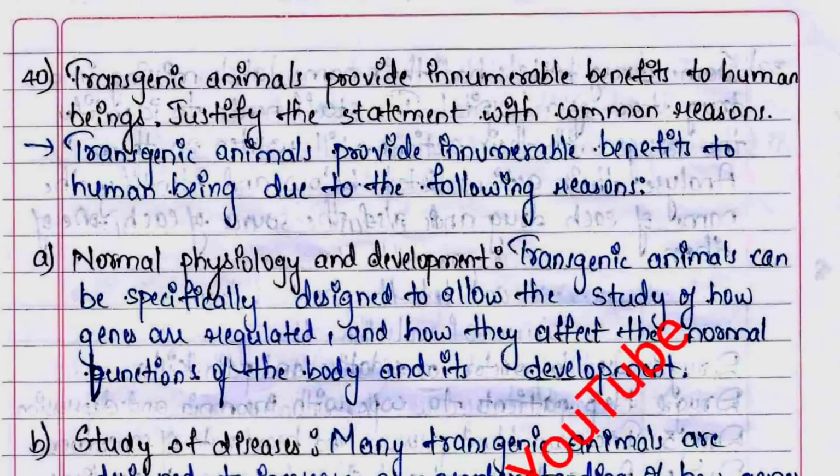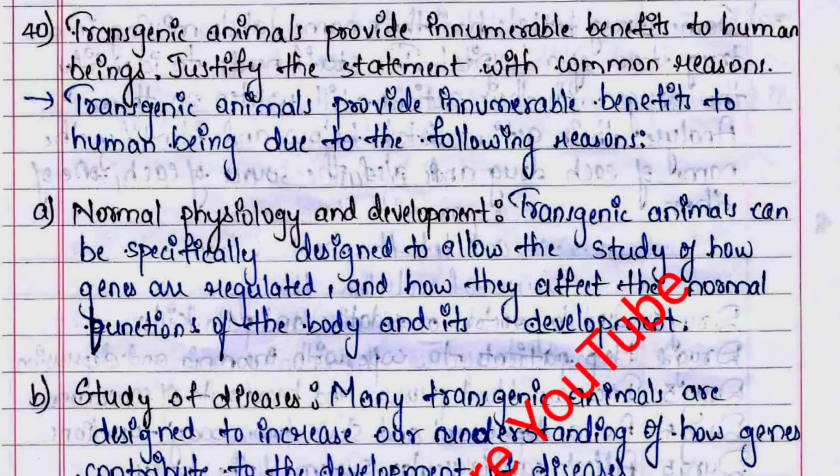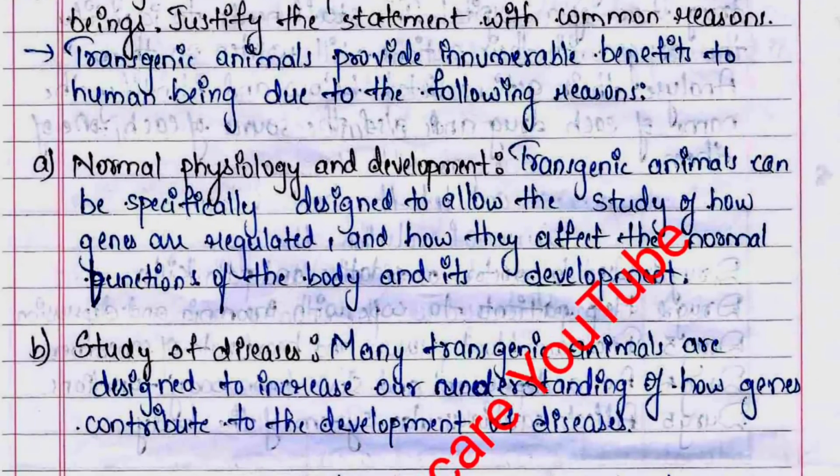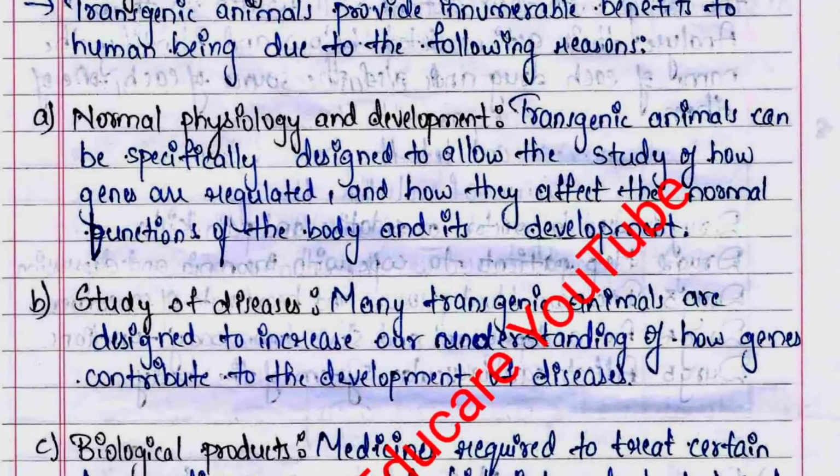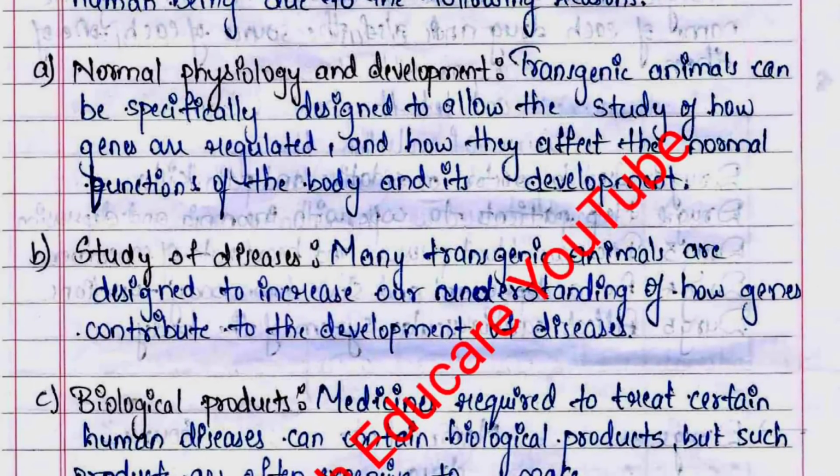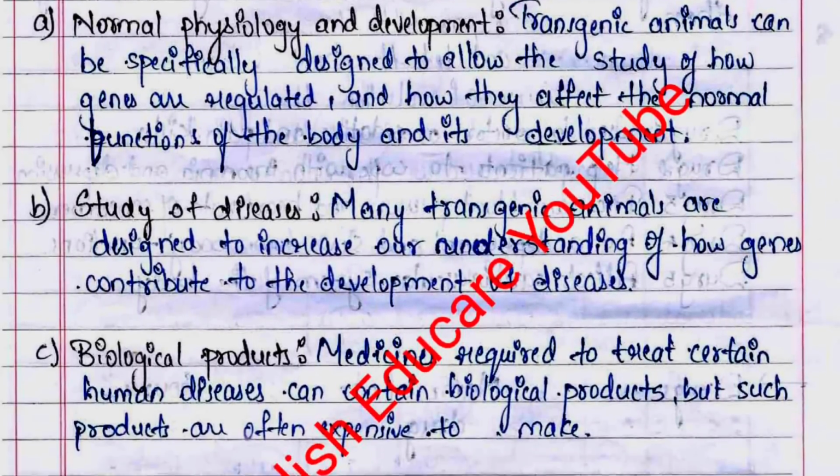A. Normal physiology and development. B. Study of disease. C. Biological products. D. Vaccine safety. E. Chemical safety testing, and the answer is below.